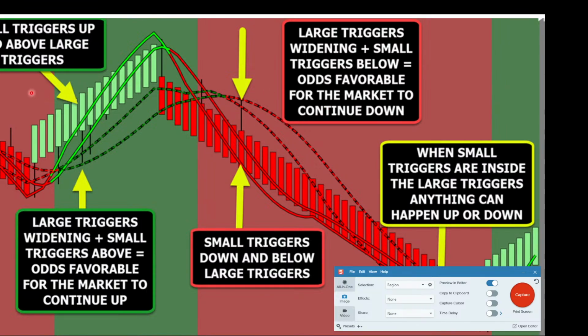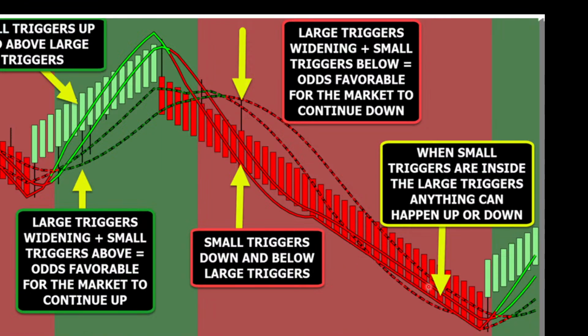And when my triggers are strong, that's when we're going to start looking for entries. That's when we're going to look for that second rule. Day trading is a flow chart. If I have strong triggers, then I'll go to rule number 2. And the opposite of strong is weak. And I like to show both sides of it. When those small triggers come back to the large triggers, when they work their way inside of the large triggers, this is when anything can happen up or down.